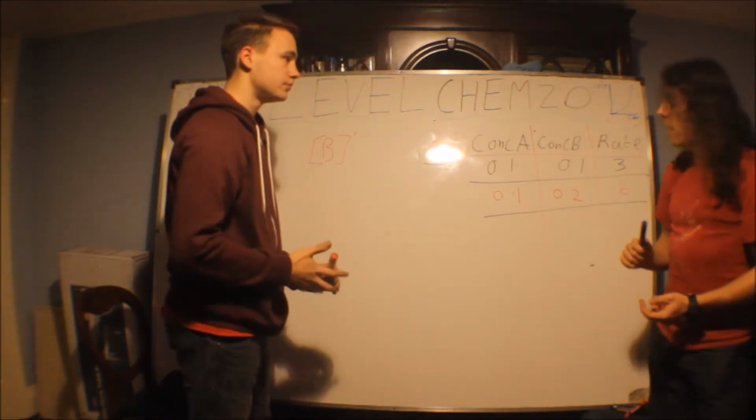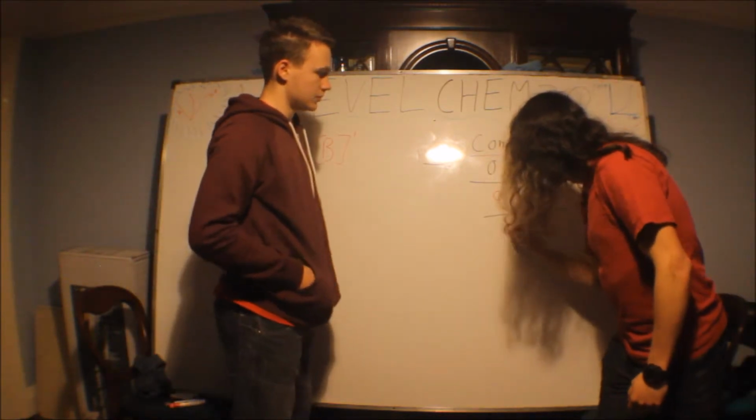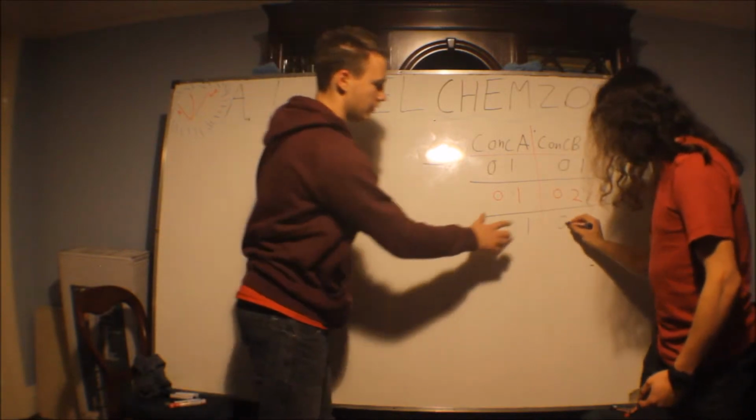So then, if you tried the other way round, say you doubled A and kept B the same. If you double A, it'd be 0.2. Sorry.